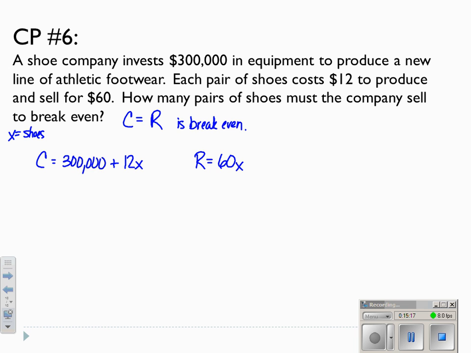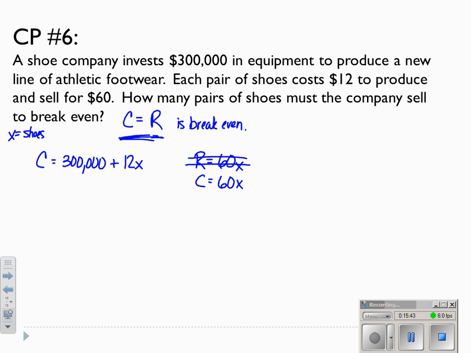Now we only want to have two variables going on in our system here so that we can solve. Well, if we're looking for the break-even point, remember we're looking for the spot where C is equal to R. So do a really quick substitution here and replace the R with a C. That way we have a two variable system that can be solved.